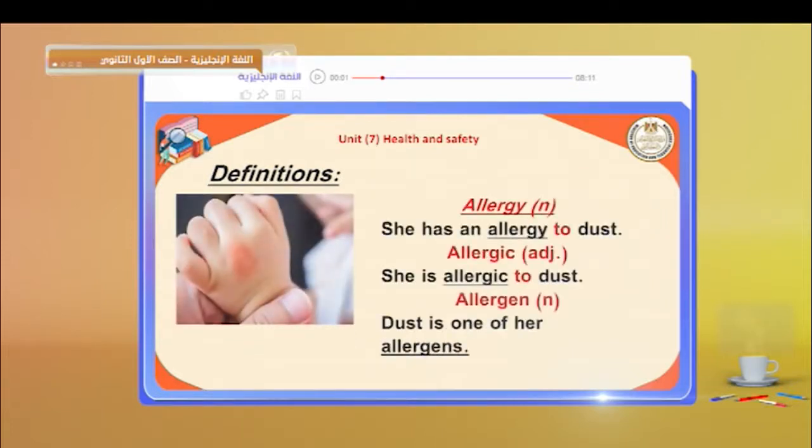What about the word allergy? What's allergy? As you see here in the photo, there is a red mark in the baby's hand. What is this red mark? It's allergy. What does it mean, allergy? It means that the baby is sensitive against something, against some kind of fruit, against some kind of dust, for example, and so on. So there is sensitivity against something.